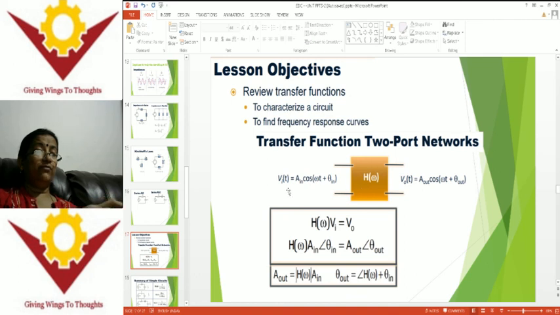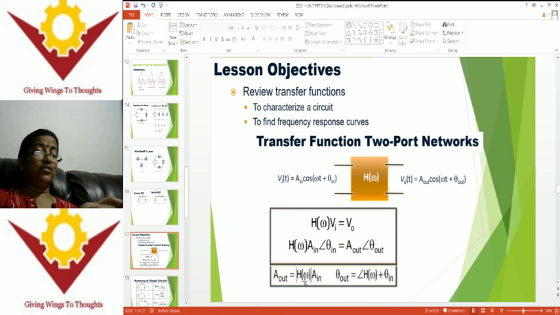So these are the notations of a two-port network, with the transfer function H of omega, input voltage Vi of t, and output voltage V naught of t. How do we relate this transfer function with its input and output? H of omega times Vi is equal to V naught. In terms of polar coordinates, Vi is A in at an angle of theta in, and V naught is equal to A out at an angle of theta out. That is magnitude and phase, magnitude and phase.